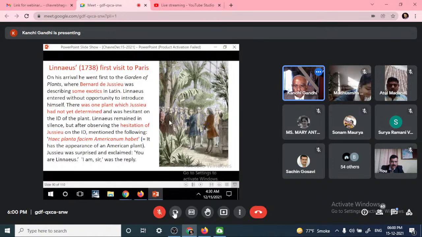Then, on a particular plant, Jussieu was uncertain. He didn't know what it was. It was totally a new plant. Usually before giving a demonstration, you should know what plants you are going to talk about, and that particular plant he didn't pay attention to. Suddenly he was hesitating. After a few minutes, Linnaeus said in Latin, "That plant is of Americanum habit. It has the appearance of an American plant." Immediately Jussieu turned to see who the person was. They had never met before, but Jussieu was smart enough to think this kind of information can come only from a reputed botanist. He said, "Are you Linnaeus?" He said, "Yes, I am."